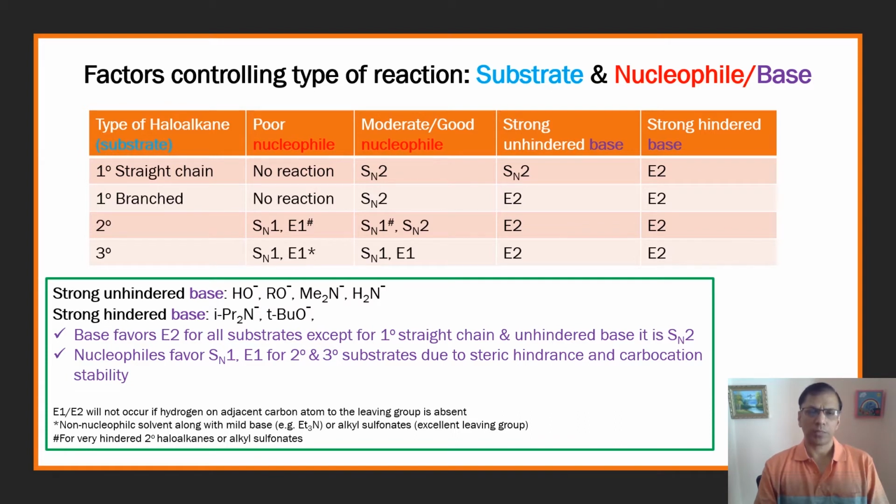And we'll cover examples under which conditions you'll get SN1 and E1. Here there are some superscripts. The pound sign indicates that this will happen only for very hindered haloalkanes or alkyl sulfonates. Because of steric hindrance, the nucleophile cannot attack the center directly, so it has to go through a carbocation for secondary.